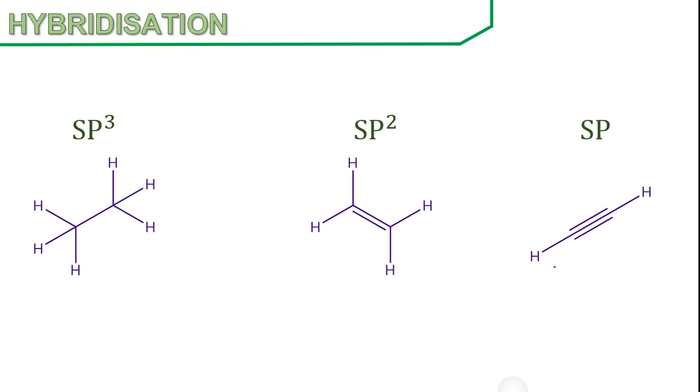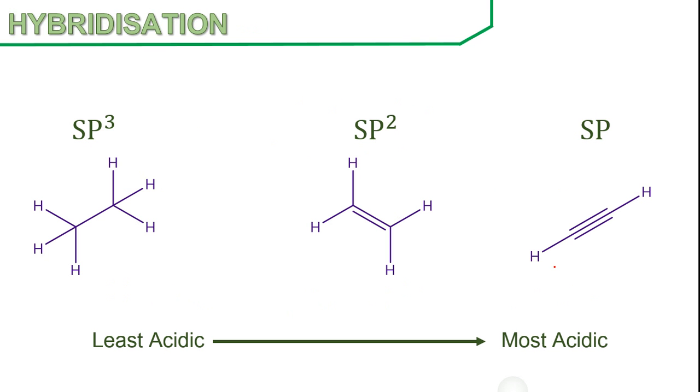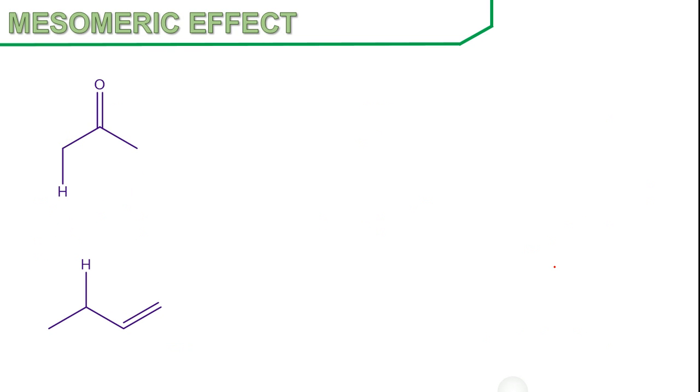Hybridization. Now, there's many ways to think about this, but how I like to think about it is that the s orbital is lower in energy than the p orbital, so it's going to be easier to remove a hydrogen from this orbital. Therefore, we get the most acidic species being the sp, and they're a lot more acidic than sp3. Now, probably the main effect we have is the mesomeric effect.